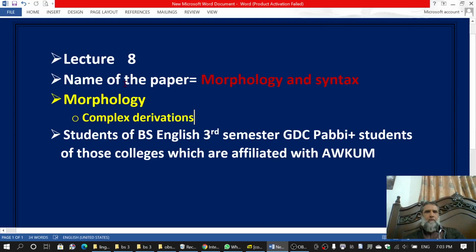Bismillah ar-Rahman ar-Rahim. This is lecture number 8. The name of the paper is Morphology and Syntax. The name of the chapter is Morphology, and the topic we are doing is complex derivations.